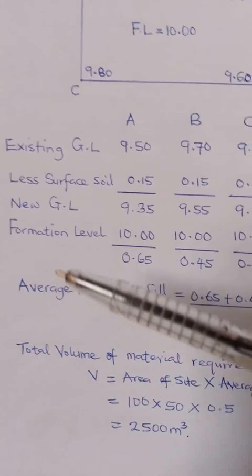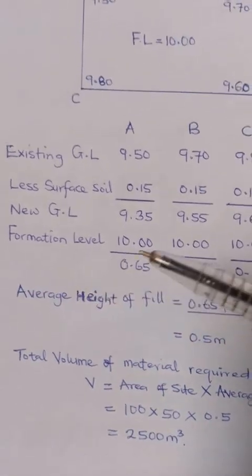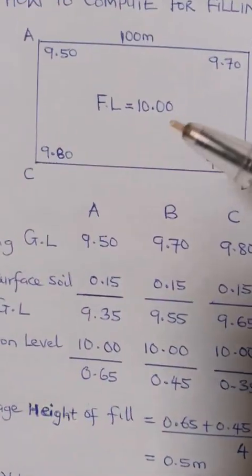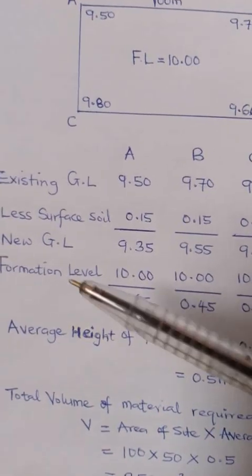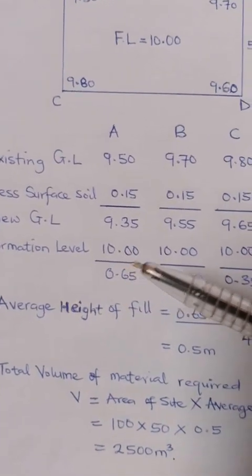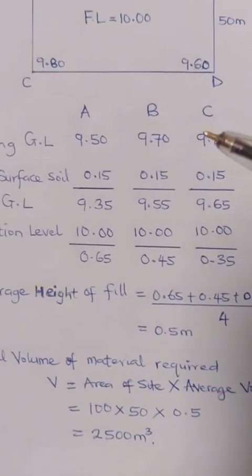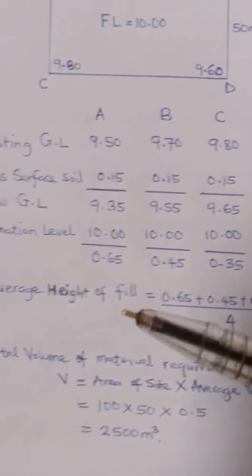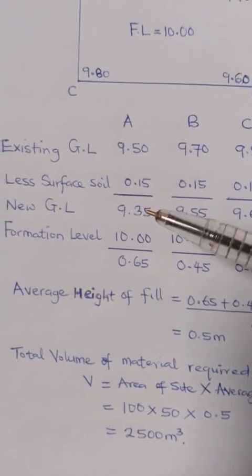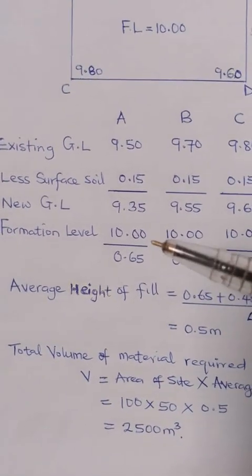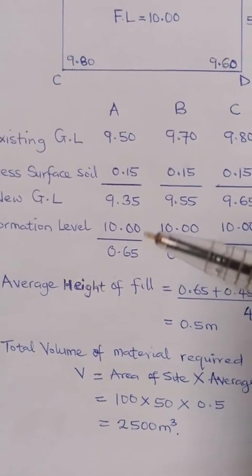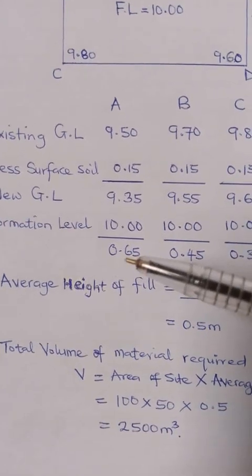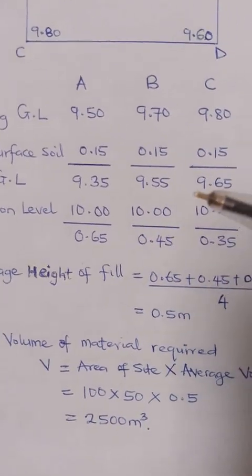All right, then you now bring in your formation level. We have 10.00 for formation level. So we have 10.00 for point A, for point B, for point C, for point D. Okay, so you now subtract the new ground level from the formation level. So when you do that, you have 0.65 for point A.